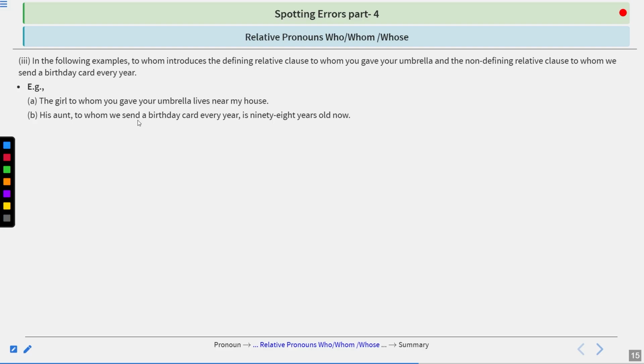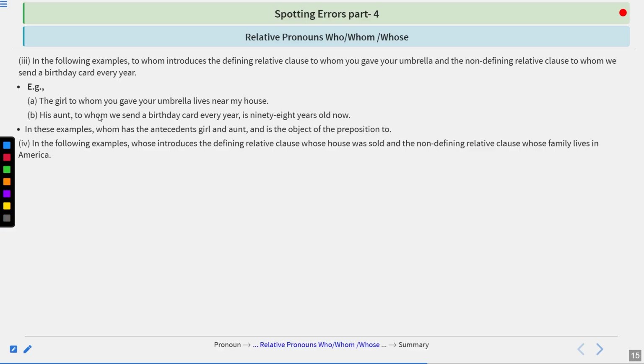His aunt, to whom we send a birthday card every year, is 90 years old now. So here only one aunt is there. So we don't need to define aunt, which aunt we are talking about. Only one aunt is here. That's why we have put commas here. It is a non-defining clause. In these examples, whom has the antecedents girl and aunt and is the object of the preposition to.